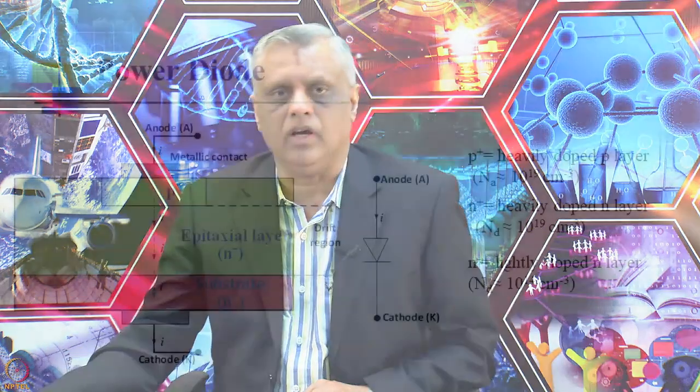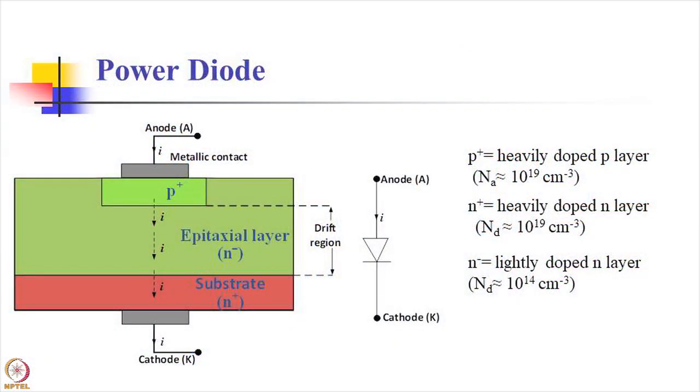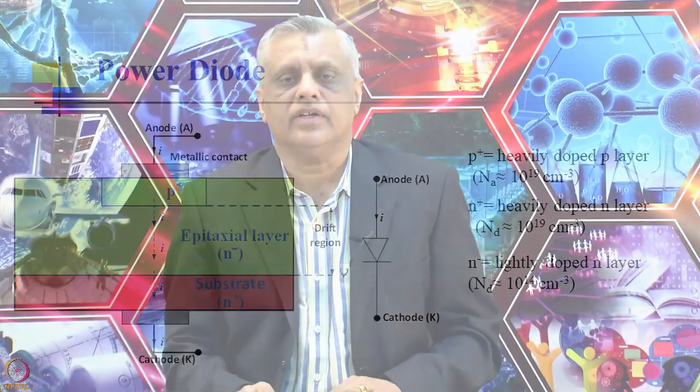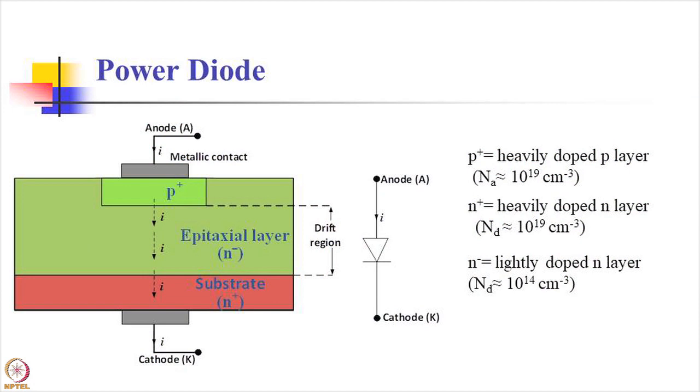Now let us try to see what the structure of a power diode is, and how it is different from a low power signal level diode, which we will just call signal diodes now. What you see right now is the structure of a power diode. The symbol of the power diode is also given on the right side. Just like the signal diodes, you again see that there are two layers. One of them is P, the other is N.